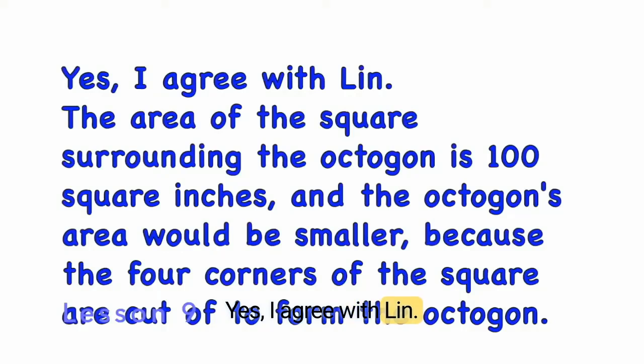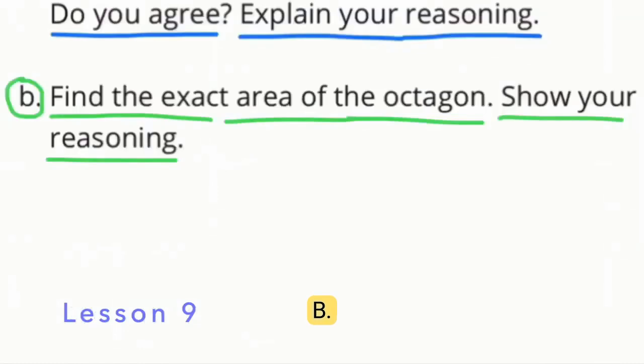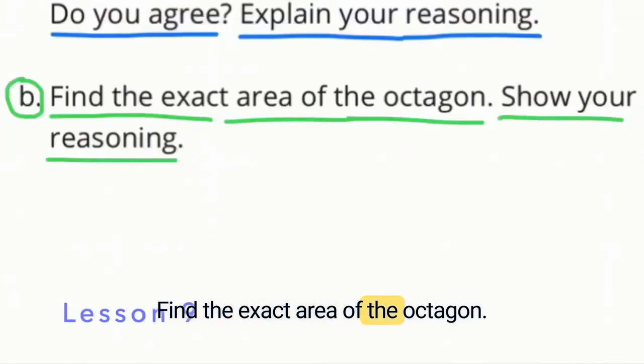Yes, I agree with Lynn. The area of the square surrounding the octagon is 100 square inches, and the octagon's area would be smaller because the 4 corners of the square are cut off to form the octagon. B. Find the exact area of the octagon.